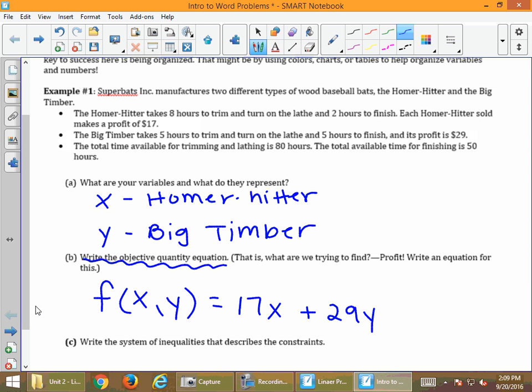Done. There's your equation. Because you're taking what you make per homer hitter, you're taking what you're making per big timber, and you're adding them together. That's how you figure out your profit. It's literally just taking how much you make off the one item plus how much you make off the other item, and you make sure the correct variables are written next to those prices. Done. Questions over how we got there?